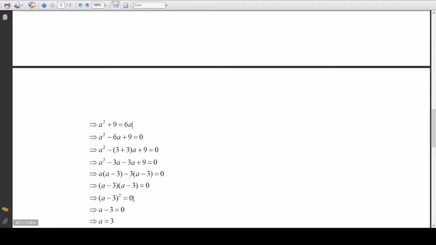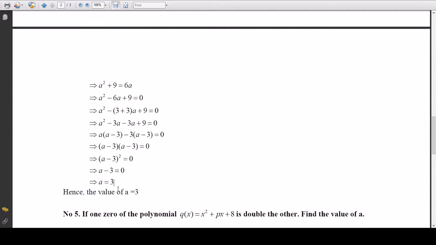If the square of this equals 0, this means a minus 3 itself will be equal to 0. Then a will be equal to 3 by taking this minus 3 to the right side. Clear? Now a is equal to 3. Hence the value of a we have found out to be 3.